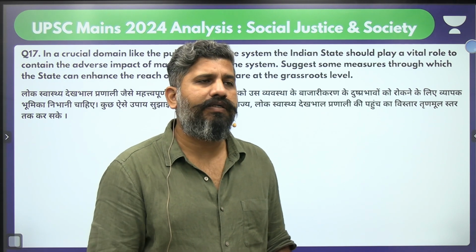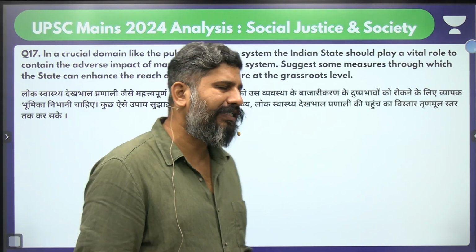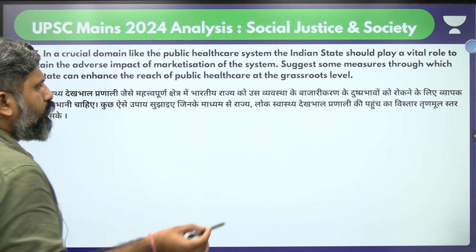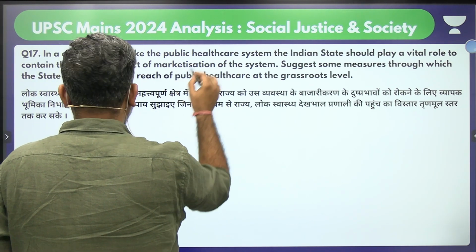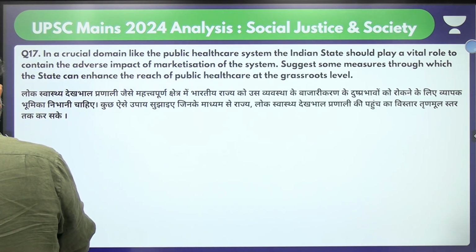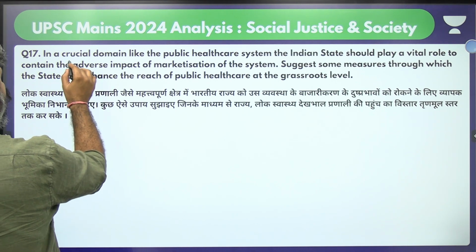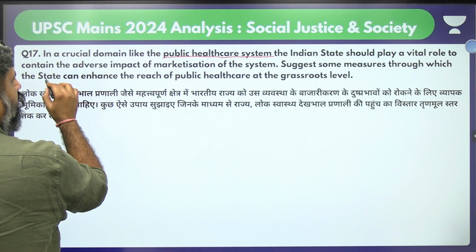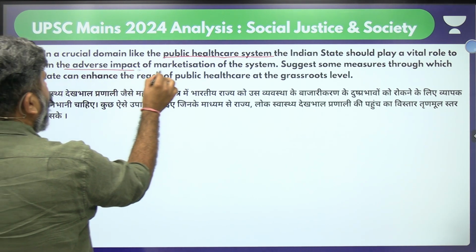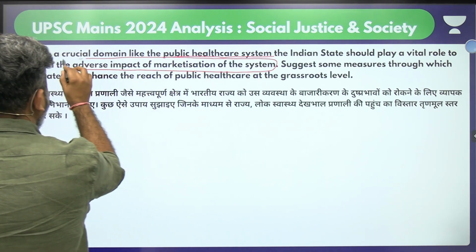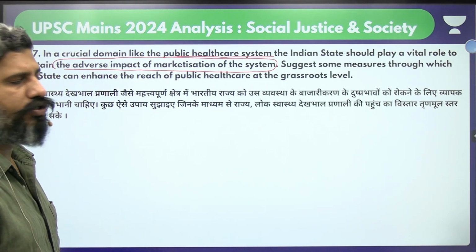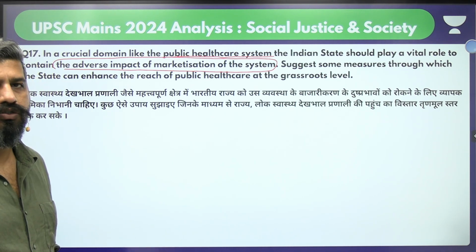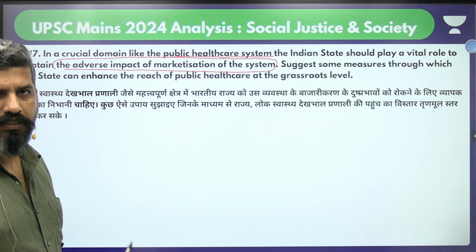Now this next question is related to healthcare, and this is also one of the important parts of social justice in the paper too. It requires us to identify and highlight that in a crucial domain like the public healthcare system, the Indian state should play a vital role to contain the adverse impact of marketization of the system. Suggest some measures through which the state can enhance the reach of public healthcare at the grassroots level. This is what they are highlighting.